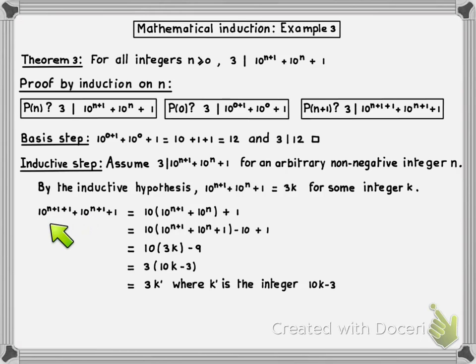Well, now we just proved that this expression is equal to 3 times k prime, where k prime is an integer, so this is equivalent to saying that this expression is evenly divisible by 3. And that's the end of our inductive step, which together with our basis step completes our proof of this theorem by induction on n.